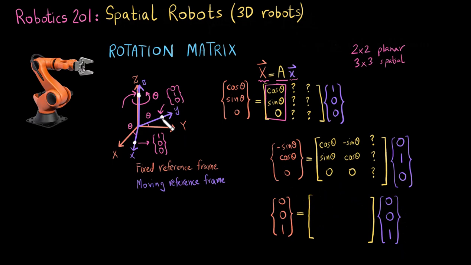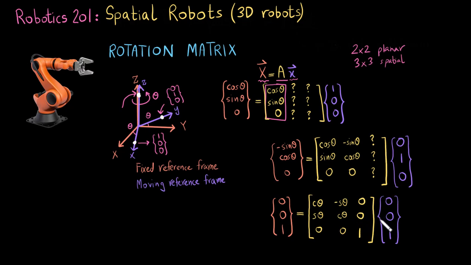And now I know that since the point lies on my rotation axis, it doesn't change. So its coordinate in the fixed frame is the same as its coordinate in the moving frame. And so if I go by the same approach, I get this. So now I have defined all the 9 terms of my 3 cross 3 rotation matrix.